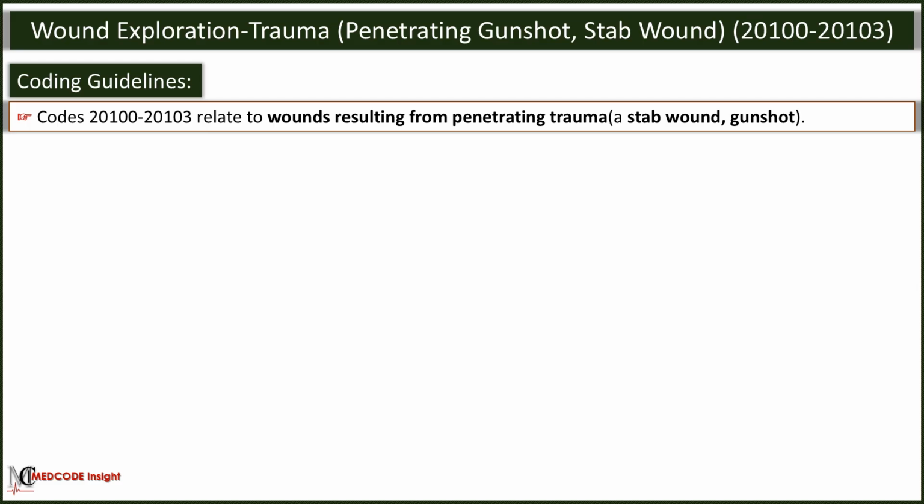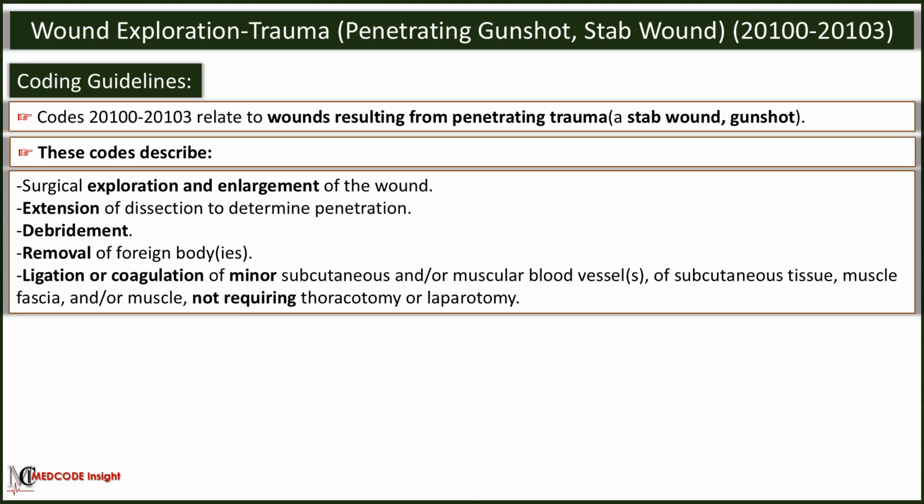Codes 20,100 to 20,103 relate to wounds resulting from penetrating trauma. Wound exploration codes describe surgical exploration and enlargement of the wound, extension of dissection to determine penetration, debridement, removal of foreign bodies, ligation or coagulation of minor subcutaneous and or muscular blood vessels of subcutaneous tissue, muscle, fascia and or muscles not requiring thoracotomy or laparotomy.